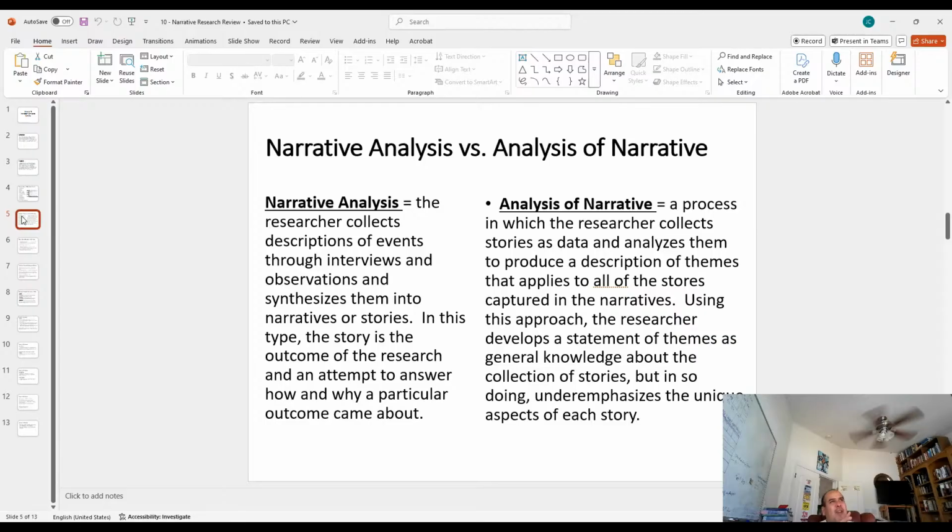Then you have analysis of narrative. This process involves a researcher collecting stories and analyzing them to produce a description of themes that apply to all of the stories and captures all of the different narratives. Using this approach, the researcher develops a statement or themes as general knowledge about the collection of the stories, but in doing so emphasizes a unique aspect of each story. But really, we're looking at the complexity of stories. These two may overshadow each other a little bit, but it's an important perspective to understand how you're going to go about viewing your own narrative research.